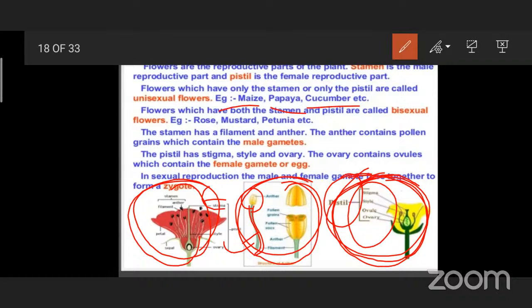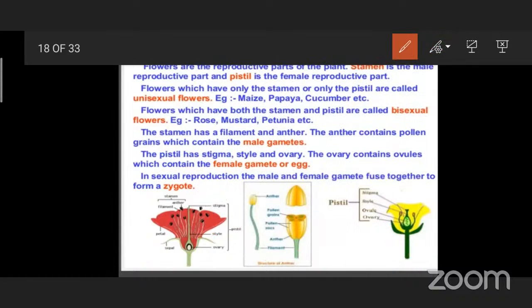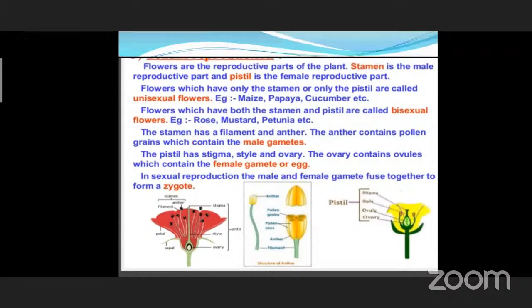Okay, next. The stamen, which has filament and anther, contains pollen grains, which contain the male gametophyte. The female gamete or egg is in the pistil. The ovary consists of ovules. In sexual reproduction, the male and female gametes fuse together to form the zygote.